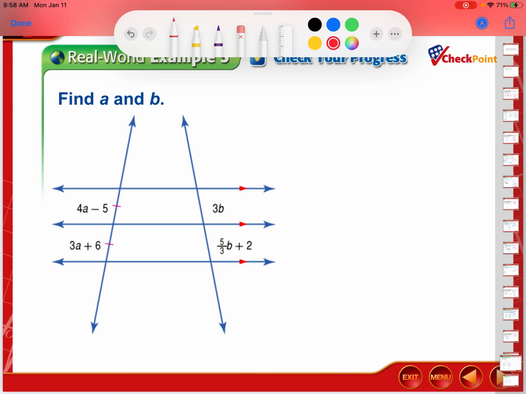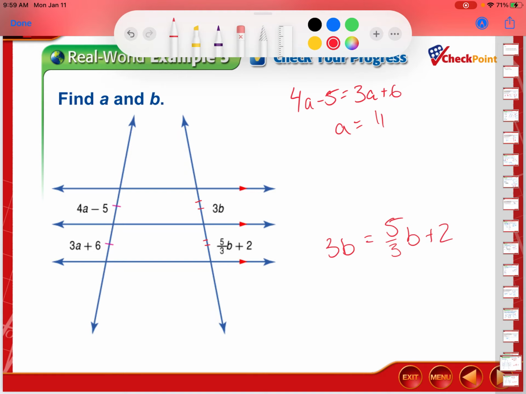All right. I guess we'll do this last one. It's the same deal. So we know these are congruent. So we would set these equal. We would say 4a minus 5 equals 3a plus 6. And then we would say 3b equals 5/3 b plus 2. So let's solve the a's first because they're going to be easy. A equals 11.